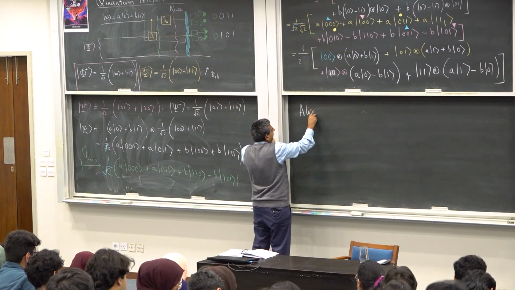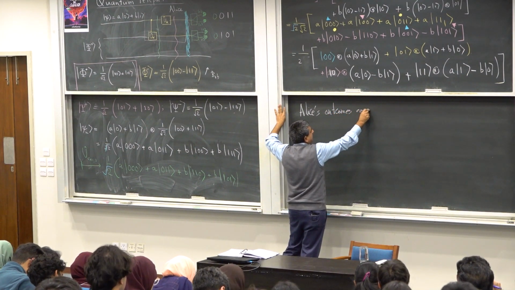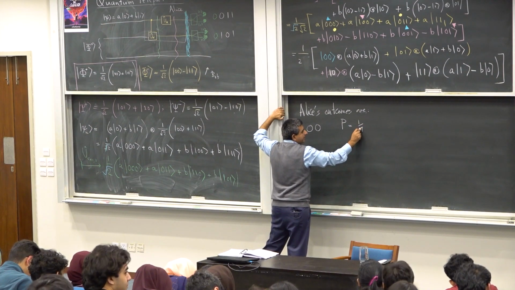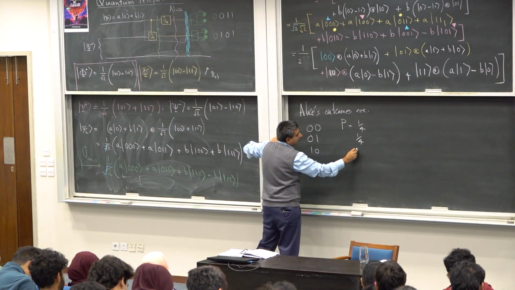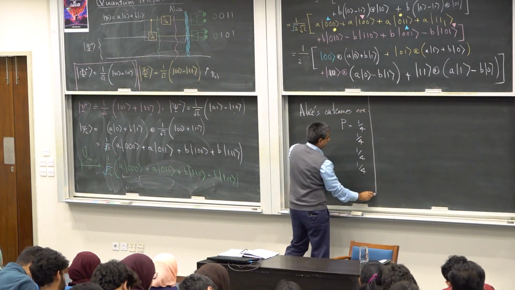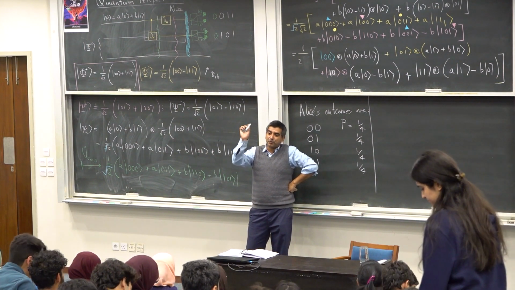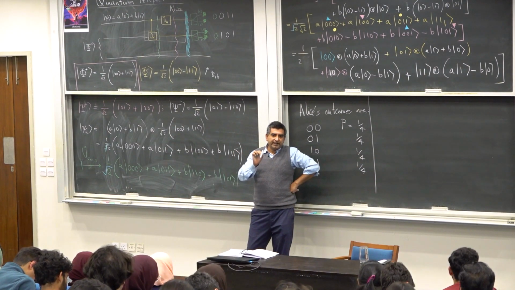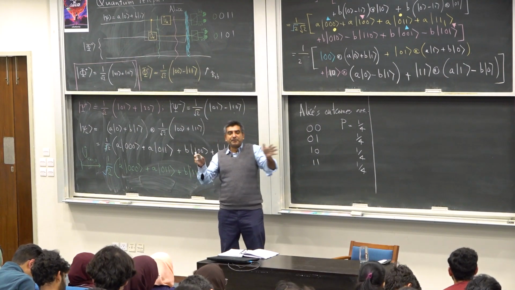So Alice's outcomes are 0 0 with the probability of 1 by 4, 0 1 with the probability of 1 by 4, 1 0 with the probability of 1 by 4, 1 1 with the probability of 1 by 4. So all of these are Alice's possible outcomes, and she's only going to get one of these 4 outputs at a time, and each output will be equiprobable. Each output is going to have a 25% probability. Is that clear? Now nothing happens to Bob's qubit.